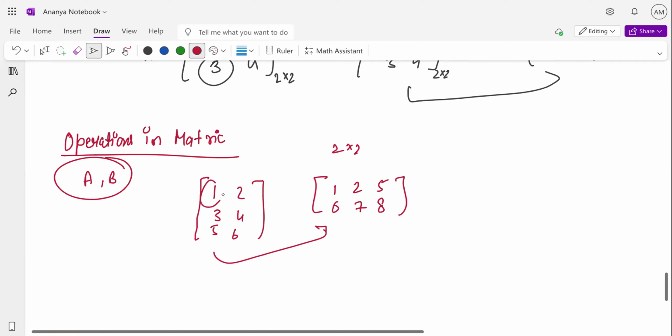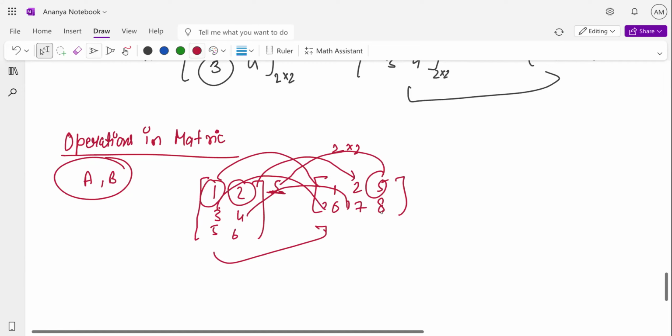For example, for 1 I have this 1, for 2 I have this 2, for 3 I have this 6, for 4 I have this 6 to add. But what about this 5? I don't have any other element present here to add. Understood this thing? Yes, yes.